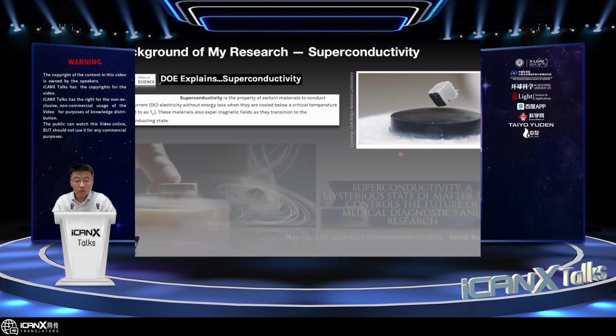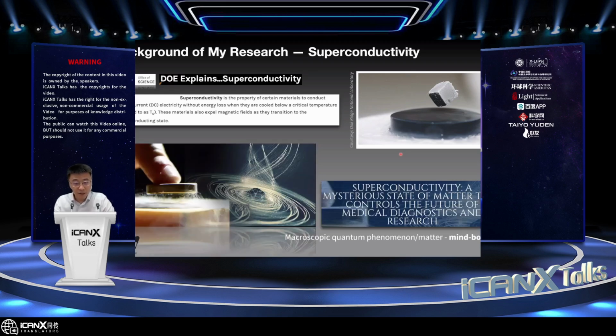And people believe that superconductivity is fascinating and can be characterized as a mysterious state of matter that would find its applications on many occasions, including medical diagnostics and also fundamental research. I will try to explain this in more detail later by giving a few examples. If you think about it, superconductivity as a phenomenon is quite mind-boggling because it possesses zero resistance and also expels magnetic field.